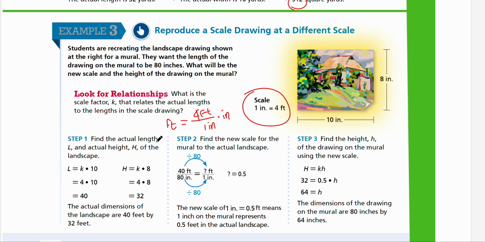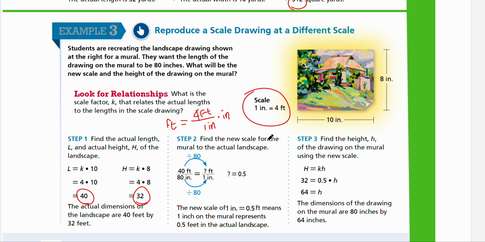So find the actual length first, right? The model length is 10 inches. So 10 times 4 would be the actual length, 40. And the height would be 8 times 4, 32. So the actual dimensions would be 40 by 32 feet.